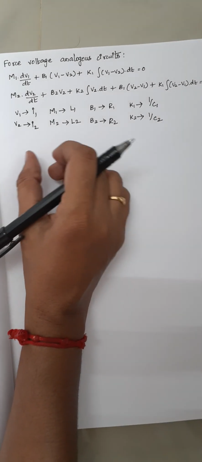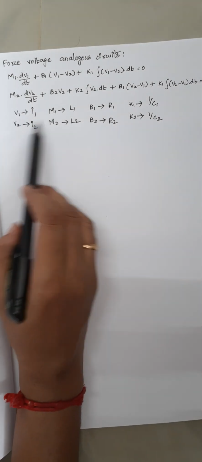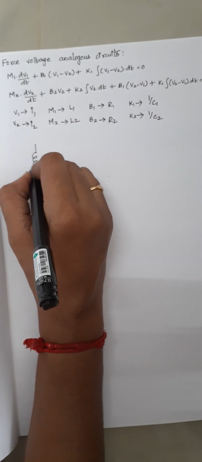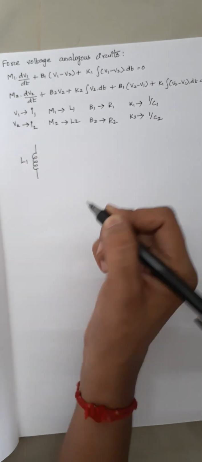Now I am going to draw the diagram. So here this M1 is replaced as an inductor L1, so just draw an inductor here and let this be your L1.